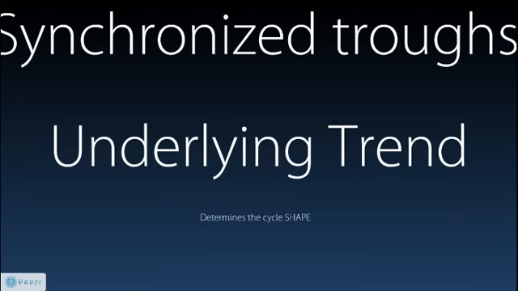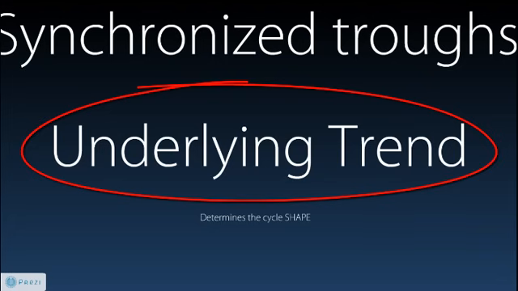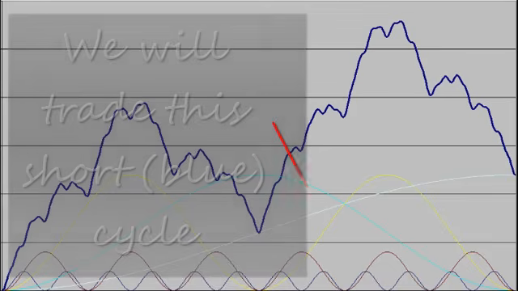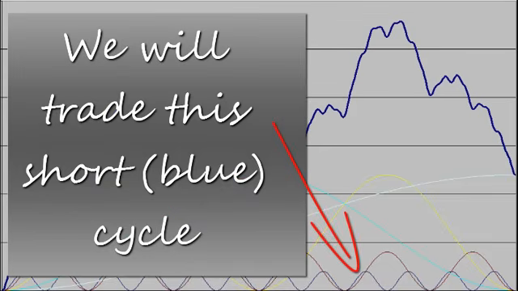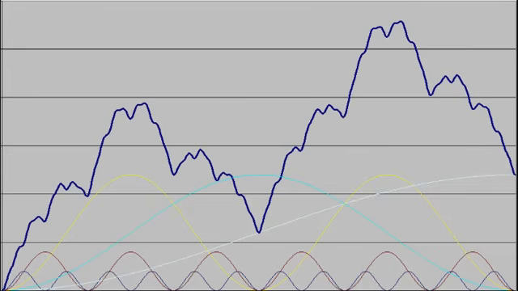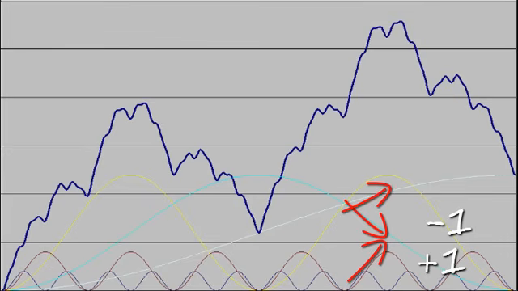Having grasped the concept of synchronized troughs in financial markets, the final concept that you need to understand is the concept of underlying trend. We know that there are multiple cycles that influence the price movements of financial markets. However, we are going to be trading one of them. We are going to choose one of them and we are going to trade that cycle. The underlying trend of a cycle is the sum total of all cycles longer than the cycle that we are focusing upon. And so the underlying trend of your trading cycle is the combined effect of all cycles longer than your trading cycle. It is as simple as that.